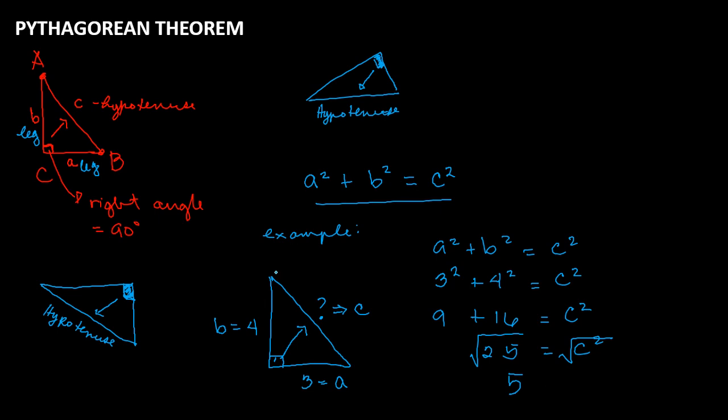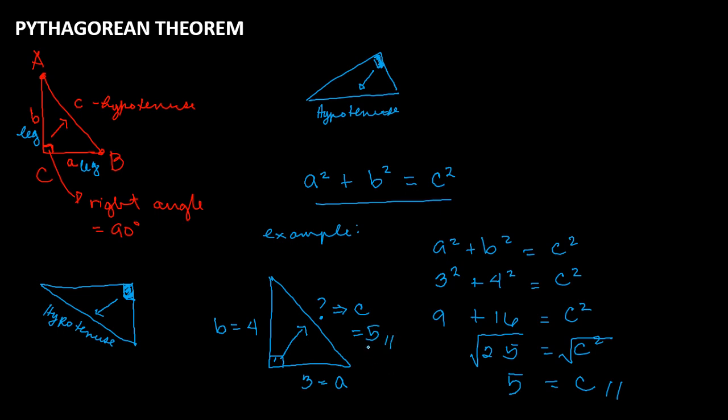Because we are talking about distance, and there is no negative distance. Now, what is the square root of c squared? That is c. Therefore, we say that the measure of the hypotenuse is equal to what? 5 units.